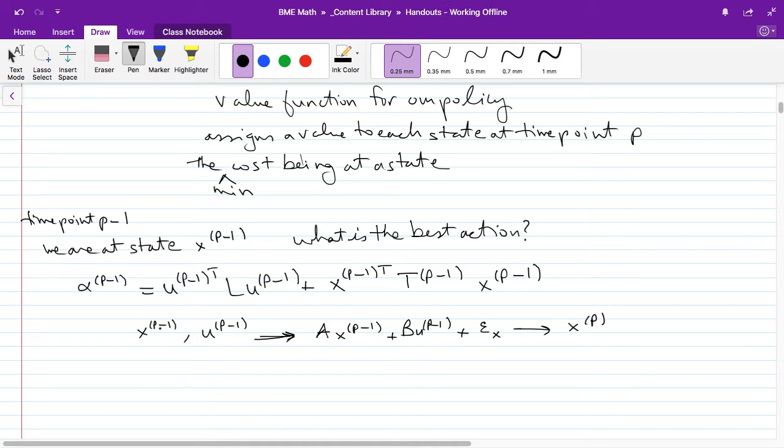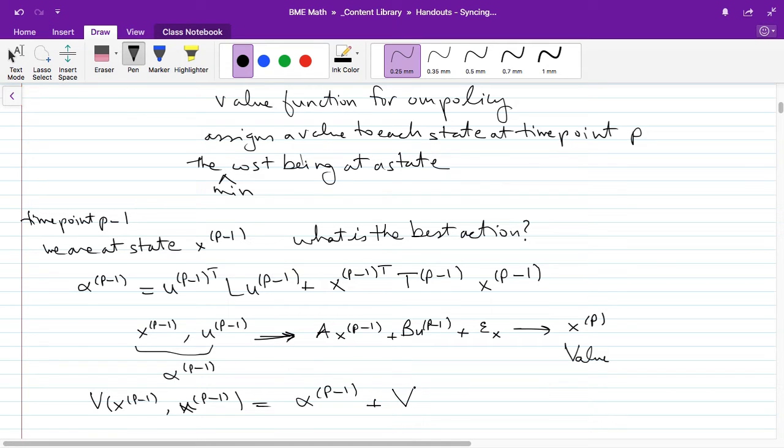So if you were at this state and generated this command, it's going to take you to some new state. This new state is going to have a value. You started with some cost, alpha. So the idea is that the value at the state x of p minus 1, if you did action u of p minus 1, is this cost per step plus this value of the state p, given that you were at state p minus 1 and you performed the action u of p minus 1.